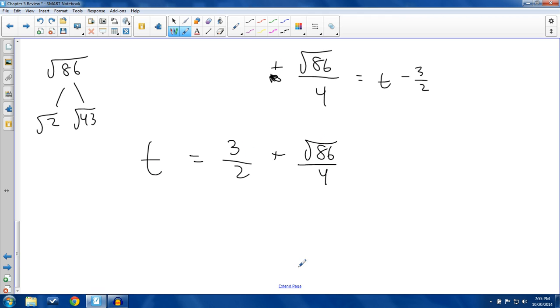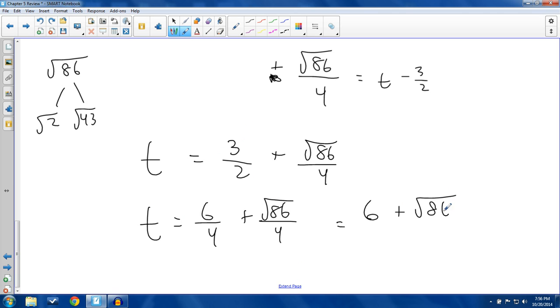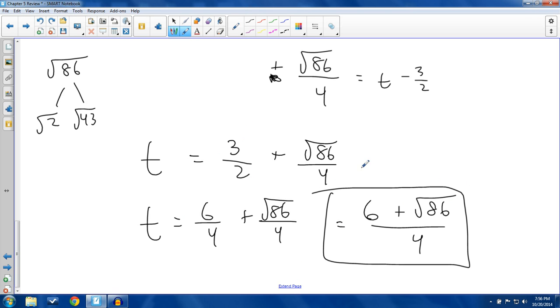Now, I want to get a common denominator if possible, so I'm going to multiply this guy by 2 over 2. So I'll get t equals 6 over 4 plus root 86 over 4. So that's 6 plus root 86 over 4, like that. Okay. Now, what is that number? You can input that in the calculator.